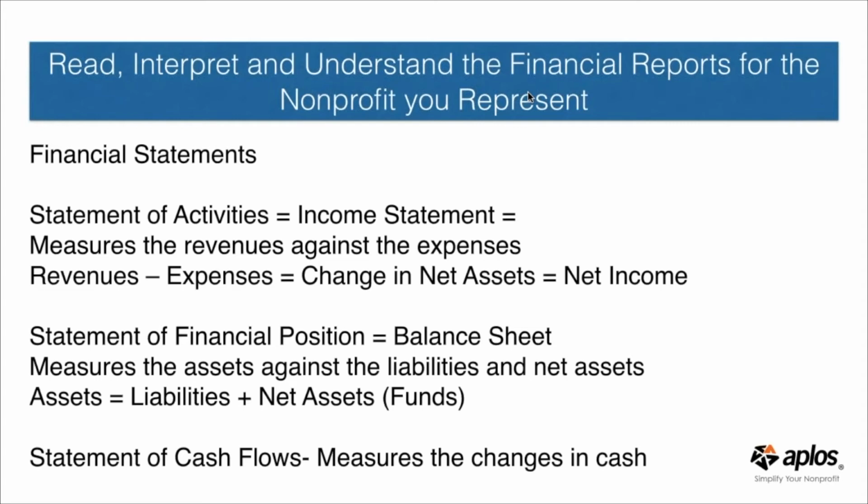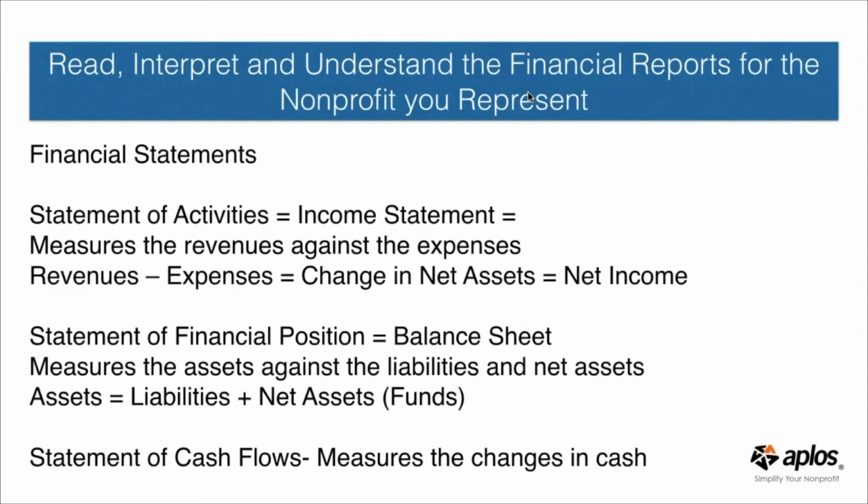It's basically how much you have in the bank, how much you have designated to each one of these funds. That is your balance sheet, and that's very different than your income and expense statement. And then lastly is your statement of cash flows, and this is going to measure the changes in cash.